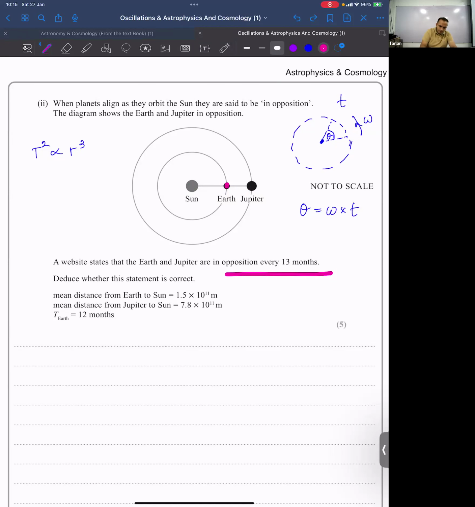So when Earth has traveled a certain distance, when it completes an Earth round, what is the angular displacement it's making? 2 pi, 360, we are in radians, 2 pi. So let's say they come in line at this point. The angular displacement is theta.